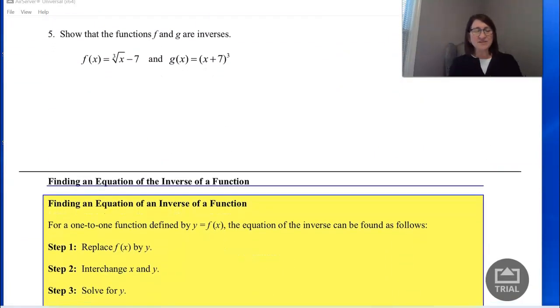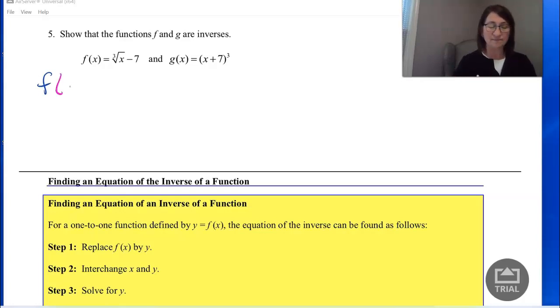All right, so let's go ahead and do the same thing with problem 5 here. We're going to show that these functions, f and g, are inverses of each other. All right, so let's just start with f of g of x.